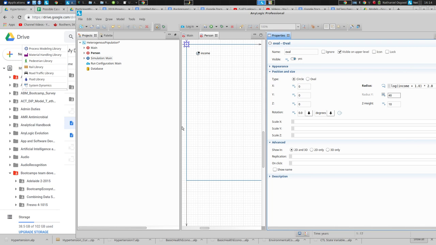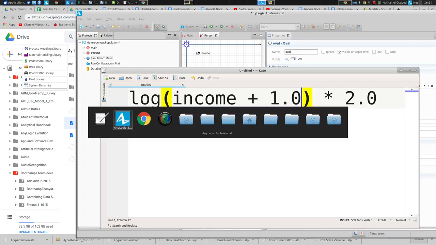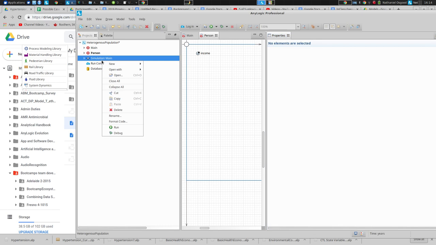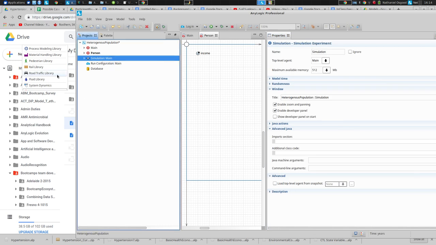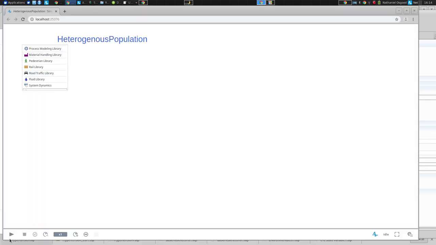So here we go. Log of income plus 1 times 2.0. Okay? There we go, 1.0. So let's go run this. And what will we see now? Anyone want to hazard a guess?